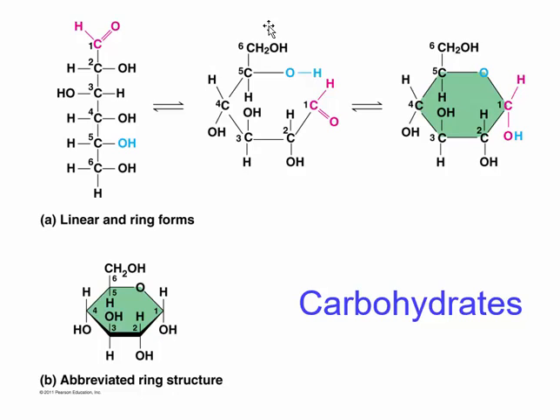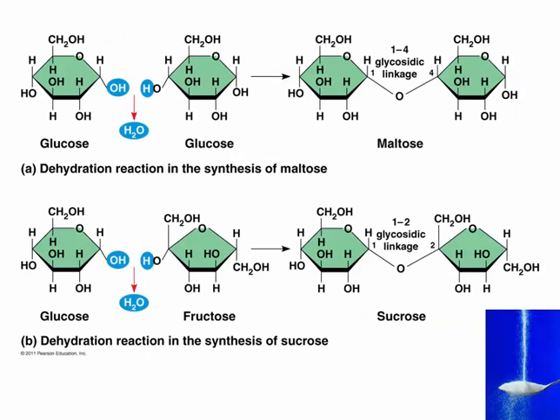So 1, 2, 3, 4, 5, 6. This is going to be something that you see, like a hexagonal ring looking structure, or even where it just shows the ring and not all these other functional groups attached. So that's a monosaccharide. Let's start putting these together.